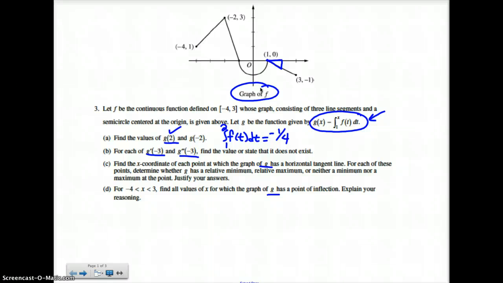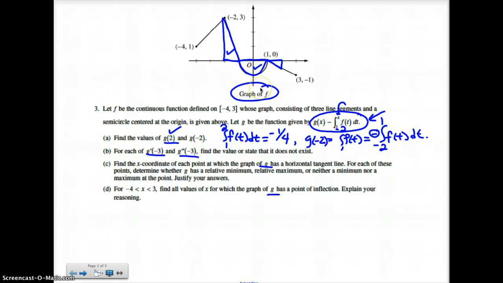Likewise, for G of negative 2, I substitute negative 2 in for x, from 1 to negative 2 of f of t. But we've been saying that when we integrate, it's easiest to think of it from left to right, and when we do that, we have to take the opposite. So I'm going from negative 2 to 1, which takes me along this triangle and then this semicircle. When you find the areas, be very careful with your signs. This one's positive, this one's negative, but when I'm done, I need to take the opposite of that. I'll let you do the arithmetic on that one.